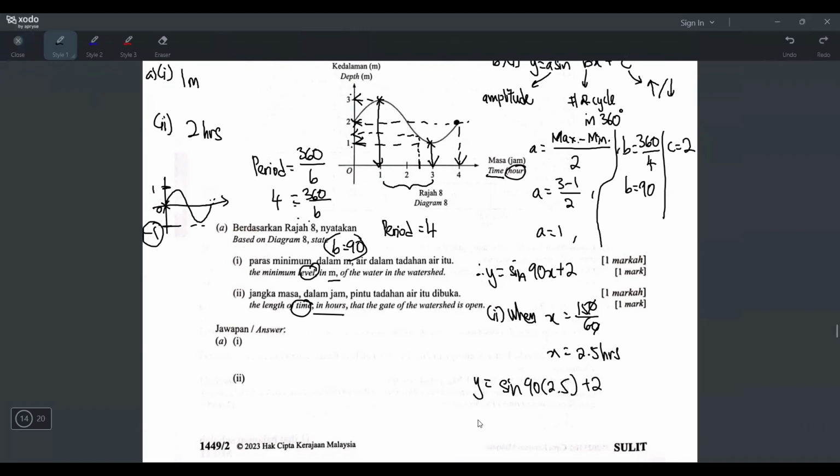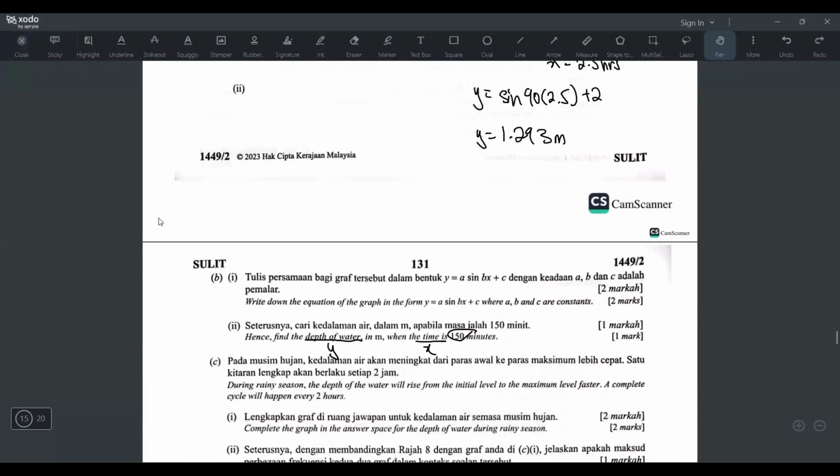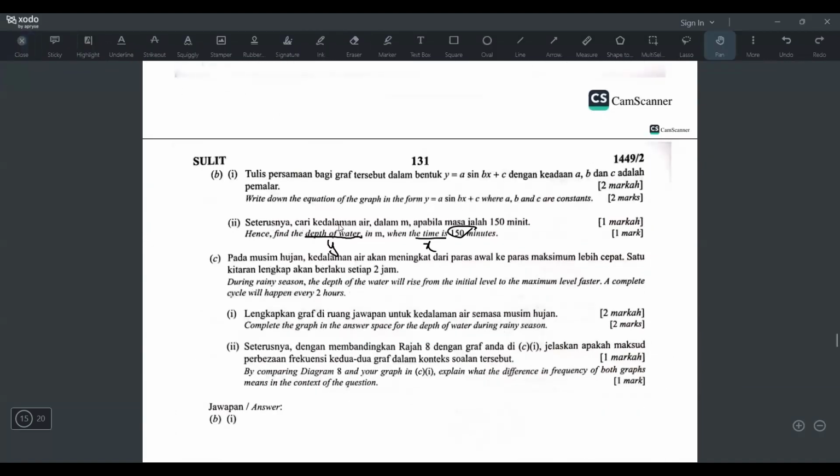Okay, when you press this, you have to be careful. You cannot press sine 90 and then equal and then times 2.5. Cannot. It has to be 90 times 2.5 first, and then sine of the answer, and then the answer plus 2. So you get 1.293 meter. Okay, I usually write in 4 significant figure. So this is the answer, and it's in meter. Okay, so is that what the question wants? Yes. Find the depth of water in meter. So that's done.